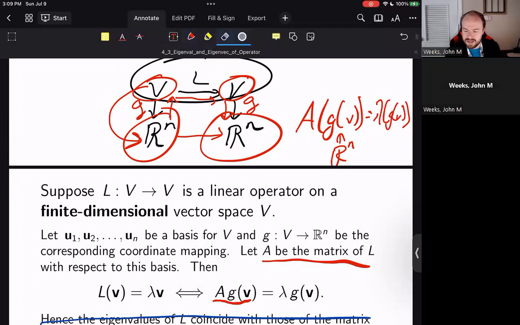Maybe I don't need these parentheses here. Maybe I just need to write something like this. So A of Gv is equal to lambda Gv. Both of these things now being inside of Rn, since G is really not the vector itself.